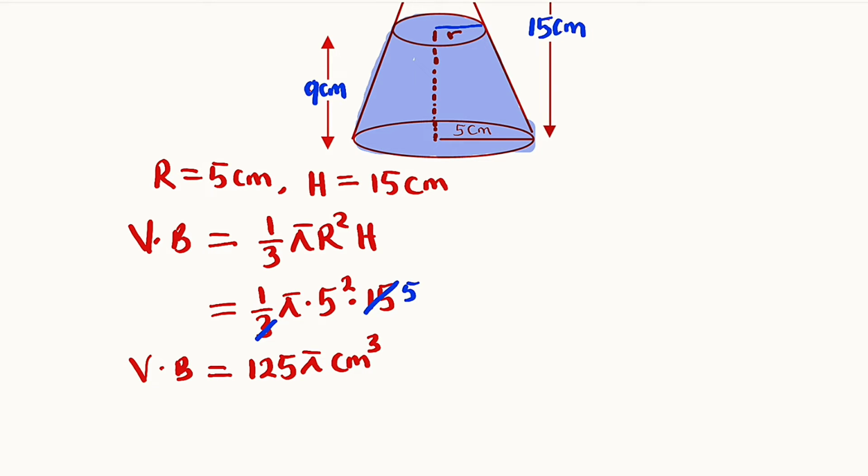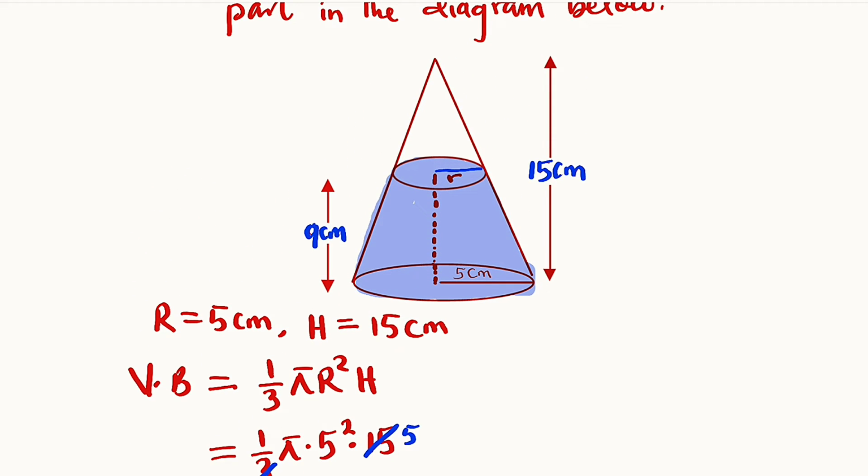Let's move on to the smaller cone. For the smaller cone, we need the height and radius. What will be the height? Let me call it small h. We already have our r. For the small h, all we need to do is subtract the height of the frustum from the entire height of the bigger cone. What is left is the smaller h. So from here, you can see that h is equal to 15 minus 9, which is equal to 6 centimeters. So we have our h.